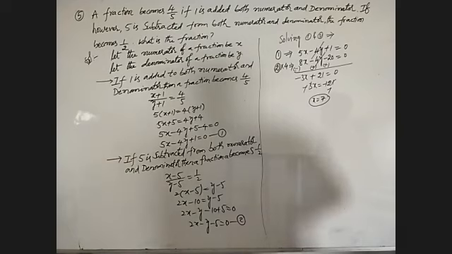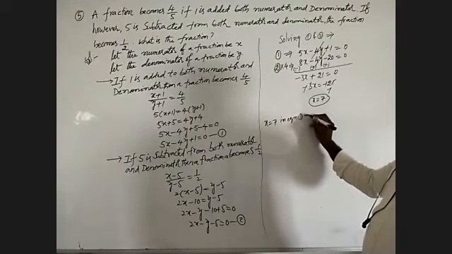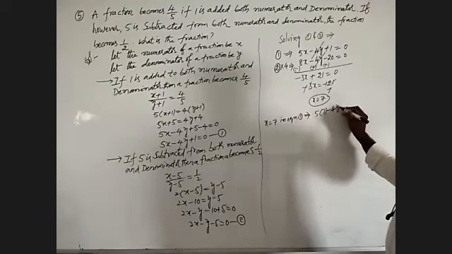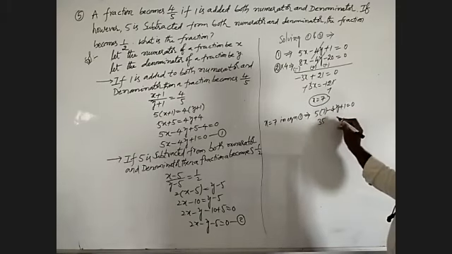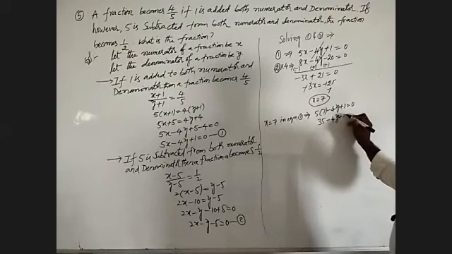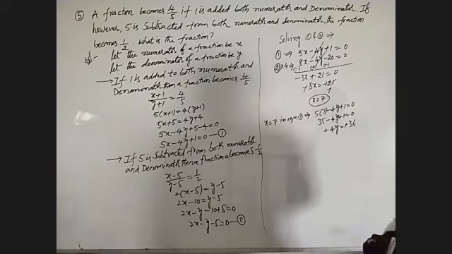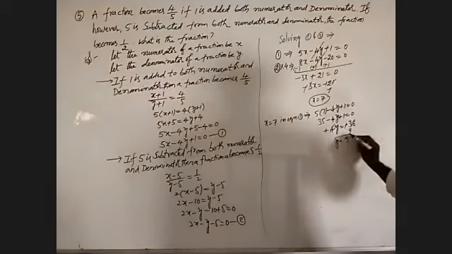x is equal to 7 can be substituted in equation 1. Then 5 into 7 minus 4y plus 1 becomes 0. 5 sevens 35. 35 plus 1 becomes 36. Minus 4y plus 36 becomes 0. Minus 4y will become minus 36. Minus and minus will be cancelled. 4 ones, 4 nines. Y is equal to 9.